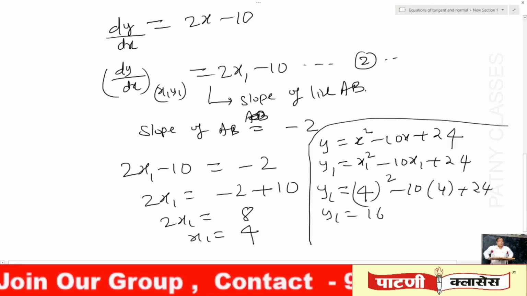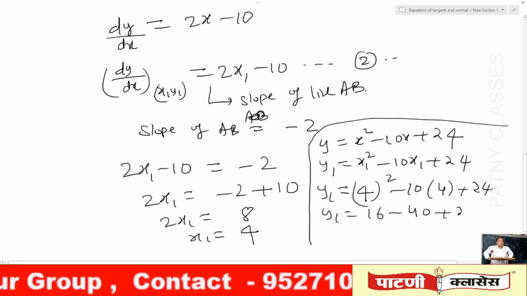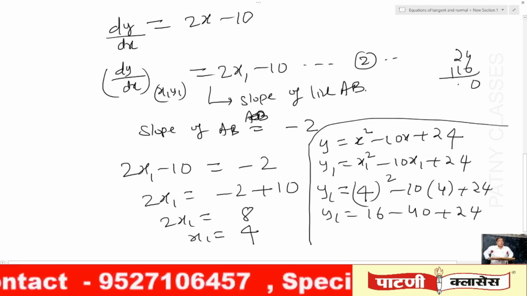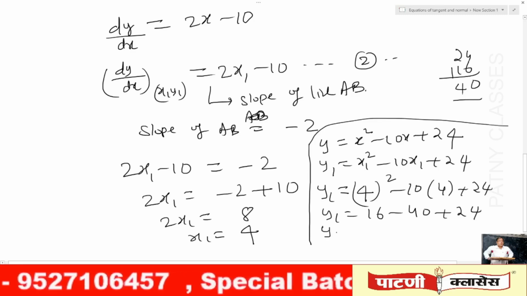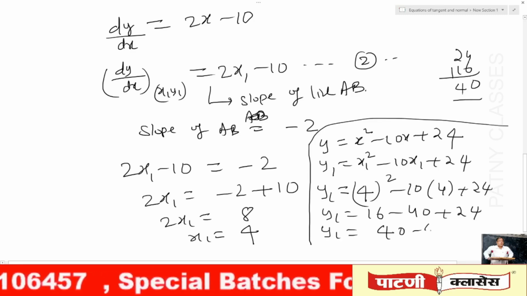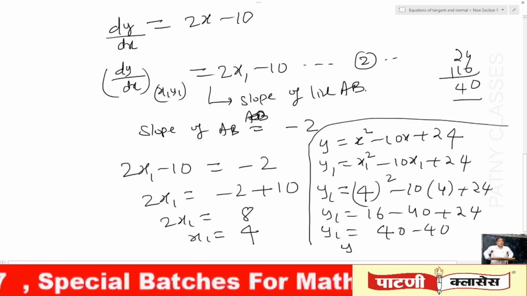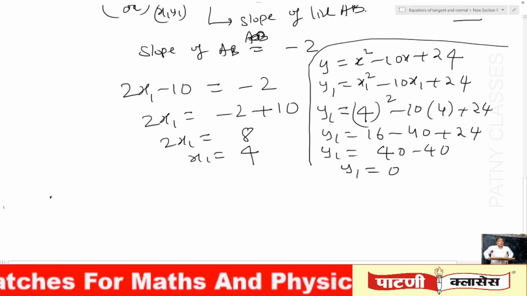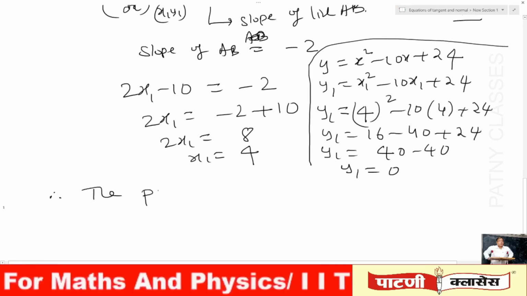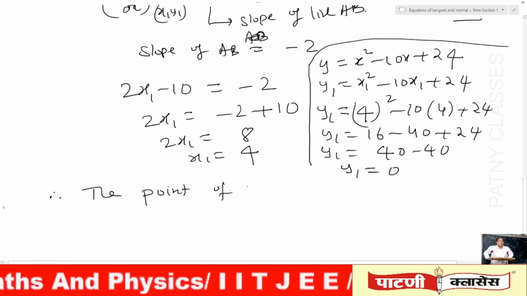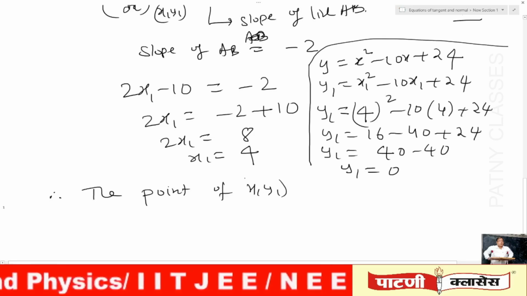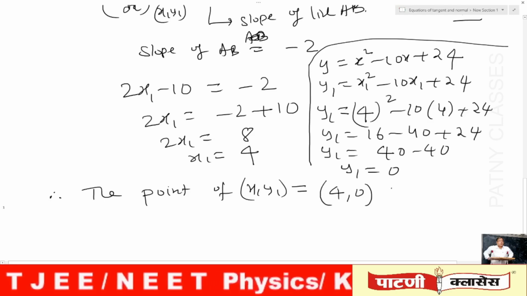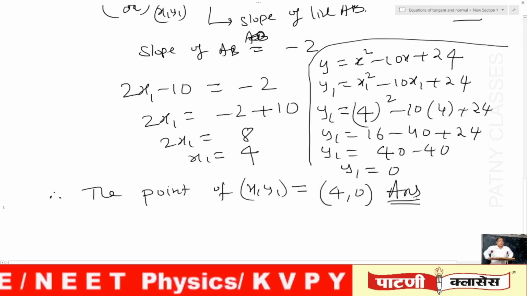y1 equals 16 minus 40 plus 24. So 16 plus 24 is 40, and 40 minus 40. So y1 equals 0. Therefore the point of contact x1, y1 equals 4, 0. This is the answer, the result of this one.